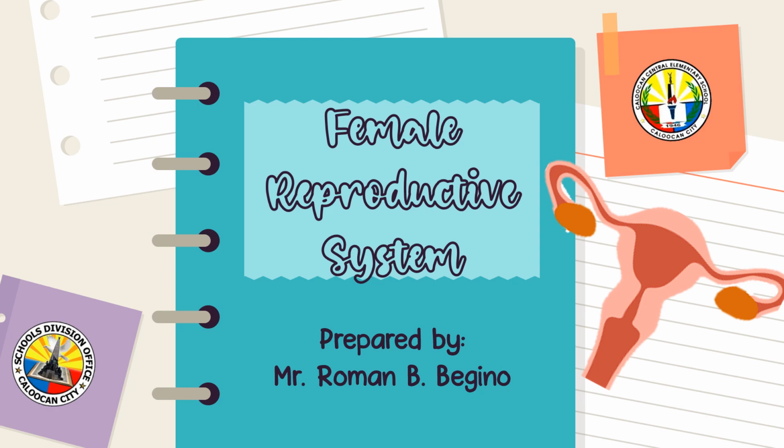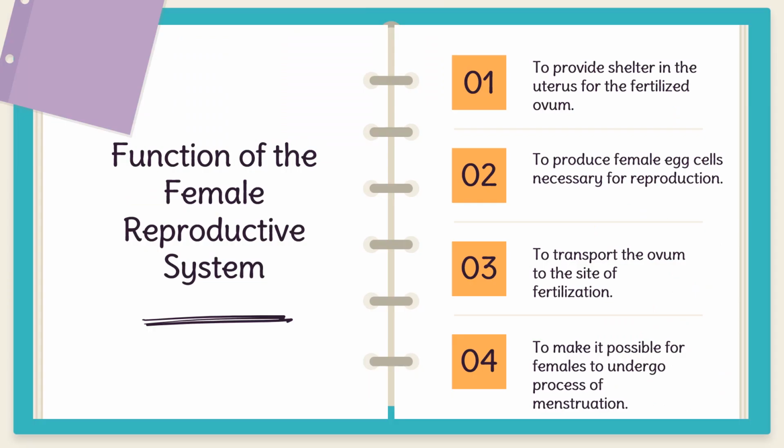This morning, we are going to discuss the female reproductive system. But before we do that, let us first know the function of the female reproductive system. So ano ba yung function ng female reproductive system? For number one, to provide shelter in the uterus for the fertilized ovum.